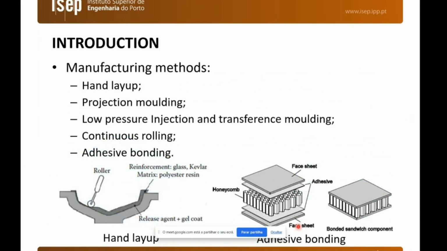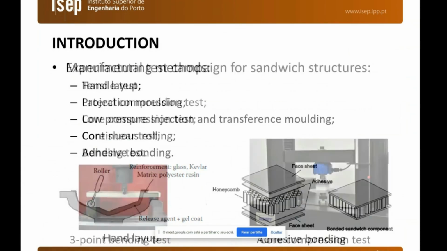In terms of manufacturing method, usually we fabricate the skins by hand layup, by projection molding, by low pressure injection and transfer molding, continuous rolling, and then the skin and the core are usually connected by adhesive bonding, as we can see, to connect the sheet to the core, which can or not be of honeycomb type.